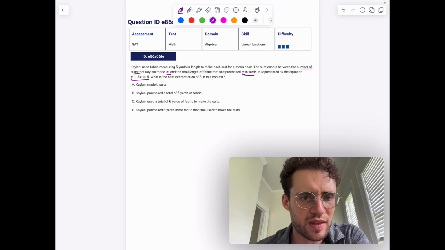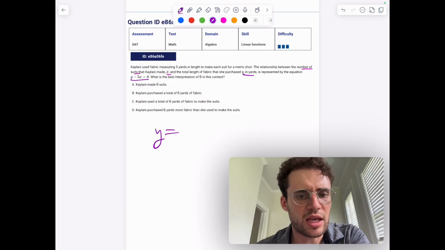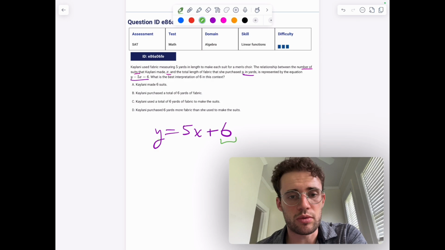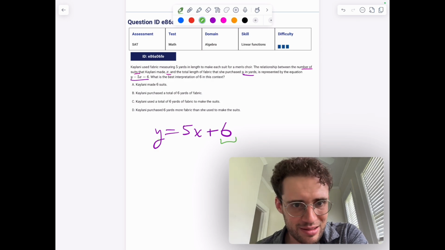It might help to rewrite this in slope-intercept form. You get y equals 5x plus 6. 6 is like the initial amount. So no matter what, you need to buy 6 yards?